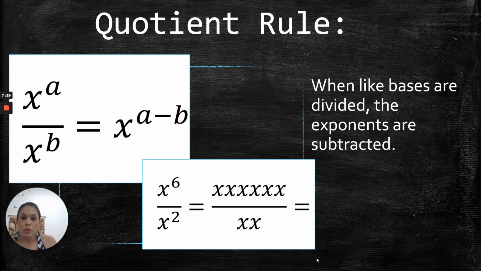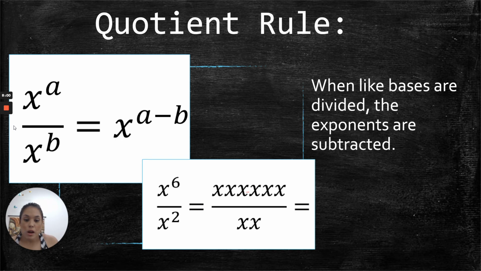Quotient rule. When like bases are divided, the exponents are subtracted. So you can see in this diagram here, I have the same base of x. I'm going to subtract my exponents. In this example, x to the 6th power divided by x to the 2nd power. And I have demonstrated here that this means 6 x's across the numerator and then 2 x's for the denominator.